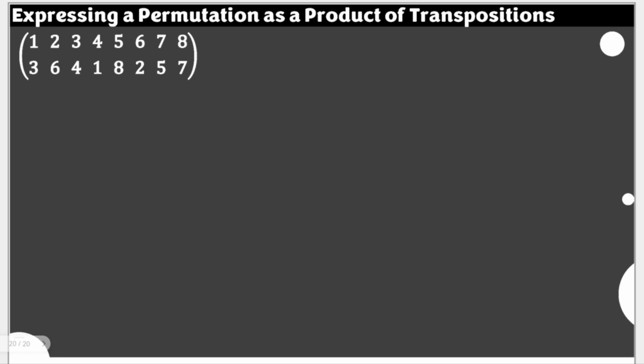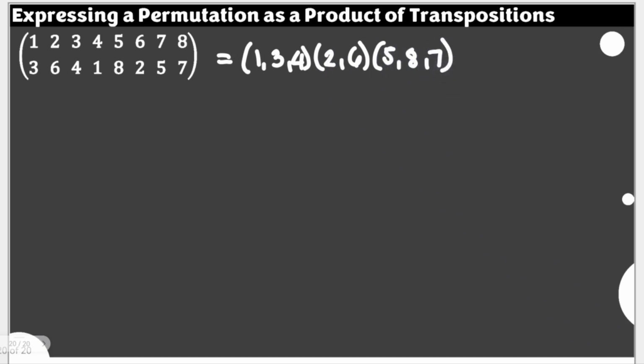I'm just going to copy here the result. We actually have the result for this. This permutation can be expressed as a product of these 3 different disjoint cycles. We have (1 3 4), and you have here (2 6), and then (5 8 7). If you are not sure with this, you might want to review that specific video in your own time.